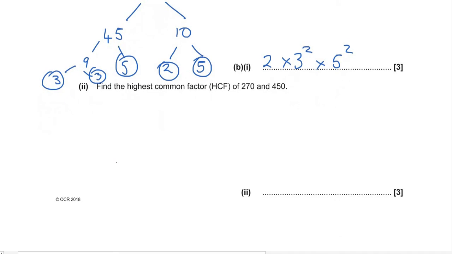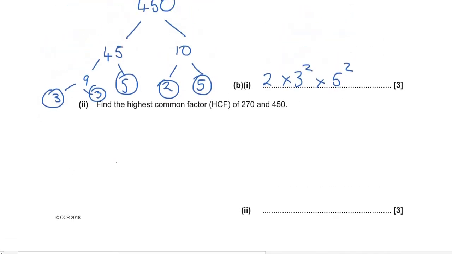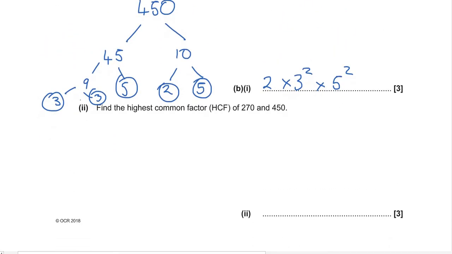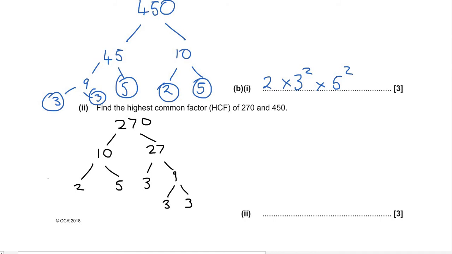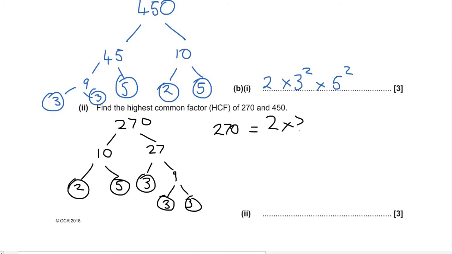Right, find the highest common factor of 270 and 450. Well, let's do 270 in the exact same way. This goes as 10 times 27. 10 is 2 and 5. 27 is 3 and 9 again. And 9 is 3 and 3. So that's 270 equals 2 times 3 cubed times 5.